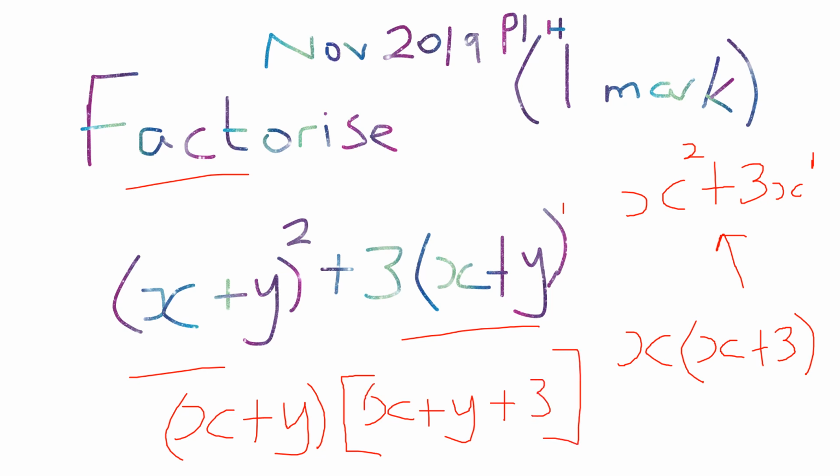And I'll put this part in brackets to make it clear. This times this makes (x + y) all squared, and then this times this makes plus 3 lots of x plus y. So that's where I get my answer from. Hopefully that makes sense. And that was quite a tricky and a very unfair 1 mark question.